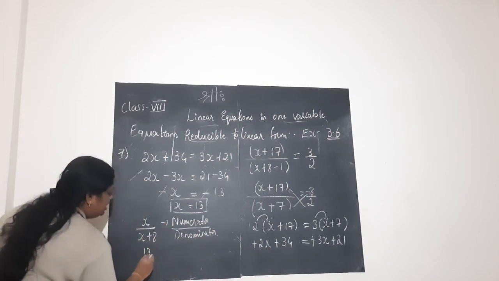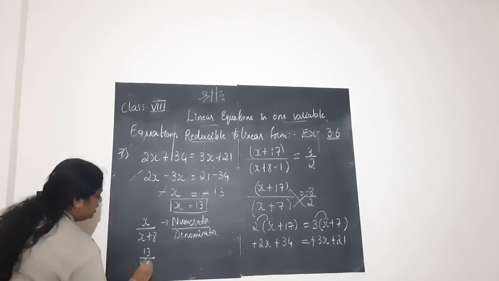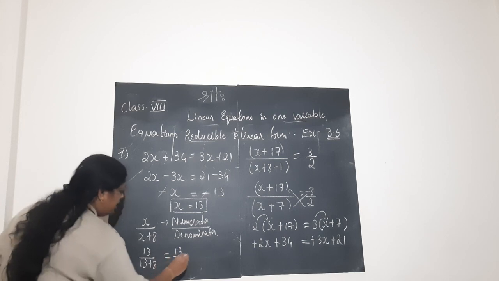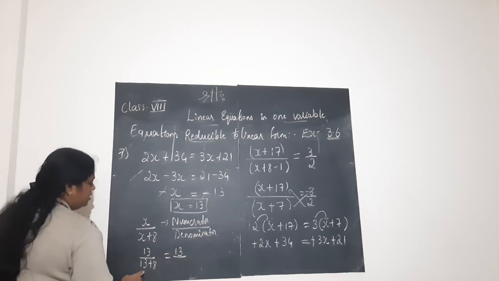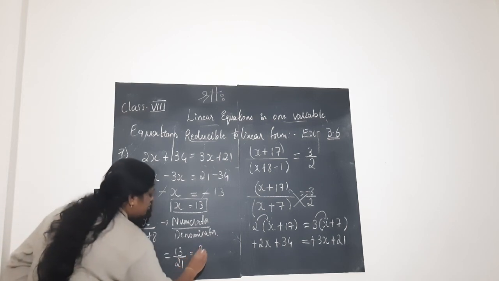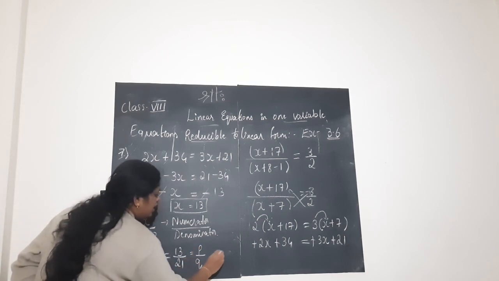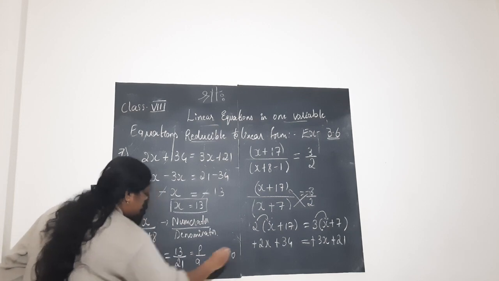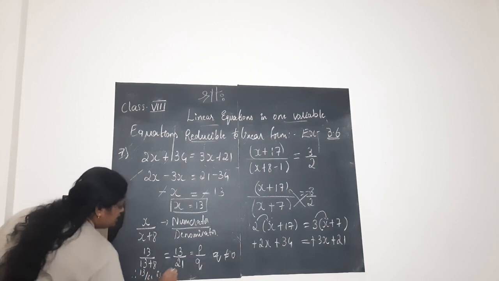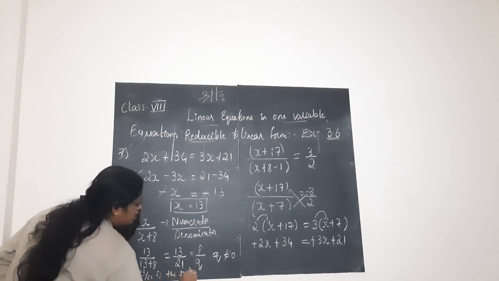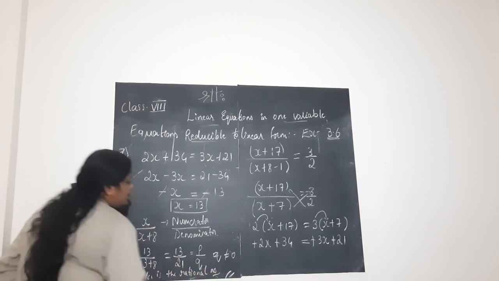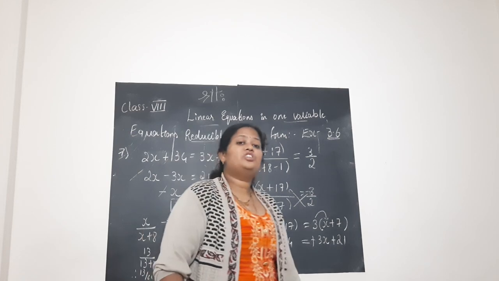Now substitute. What is x? 13. What is x again? 13 plus 8, which is equal to numerator 13 by 13 plus 8 is 21, children. So which is in the form of p by q, where q not equal to 0. Therefore 13 by 21 is the rational number.